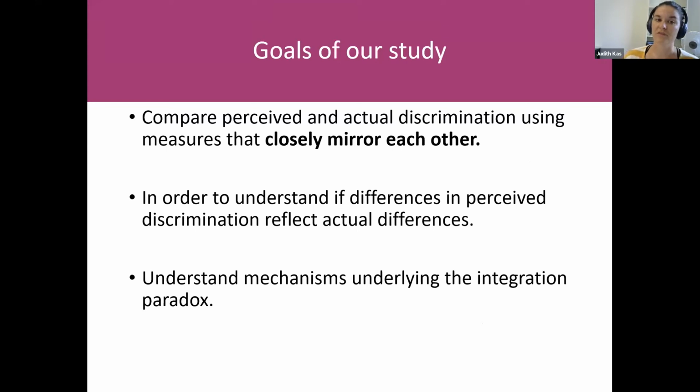So the main goal of our study is to compare perceived and actual discrimination using measures that closely mirror each other. So we don't have information about letters being sent out to compare with survey questions, but we want something that you can directly compare. And we do that in order to understand if differences in perceived discrimination reflect actual differences, or if there are really differences in perception only. And this helps us to understand which mechanisms are most important in explaining this integration paradox.